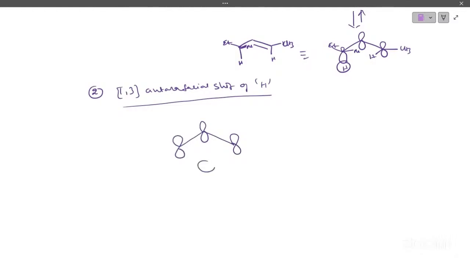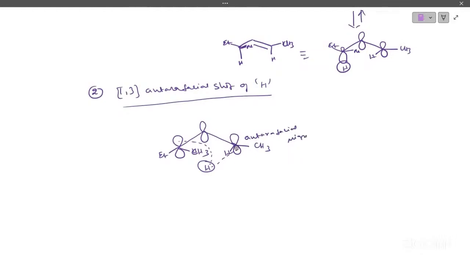This is the migrating group, hydrogen is migrating. The ethyl group and hydrogen and CH3. Right. Sorry, it is methyl. Okay. Now it is partially attached with the migration origin, but it is migrating antarafacially. With respect to the pi system, this is antarafacial migration. Why is it antarafacial?